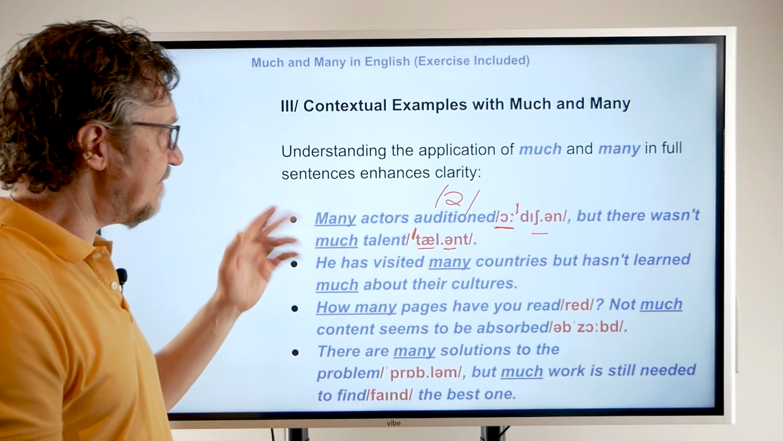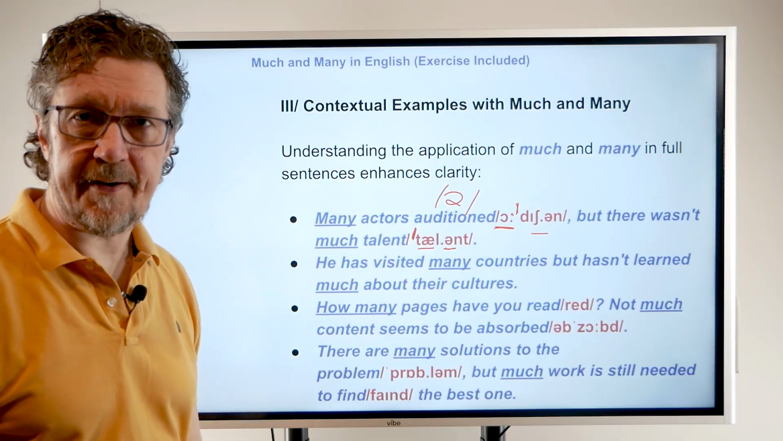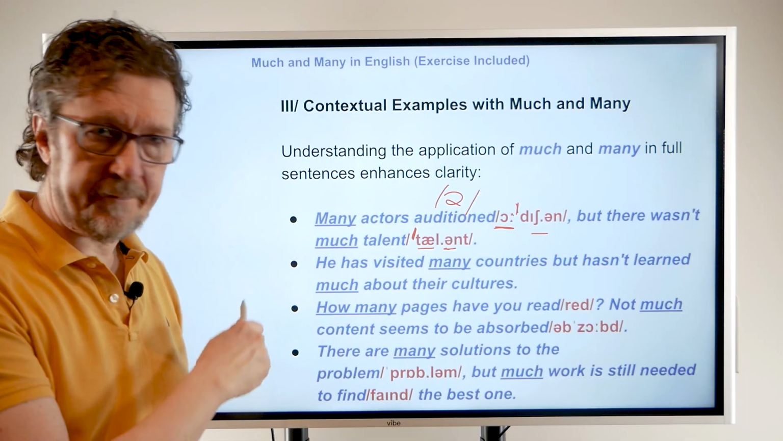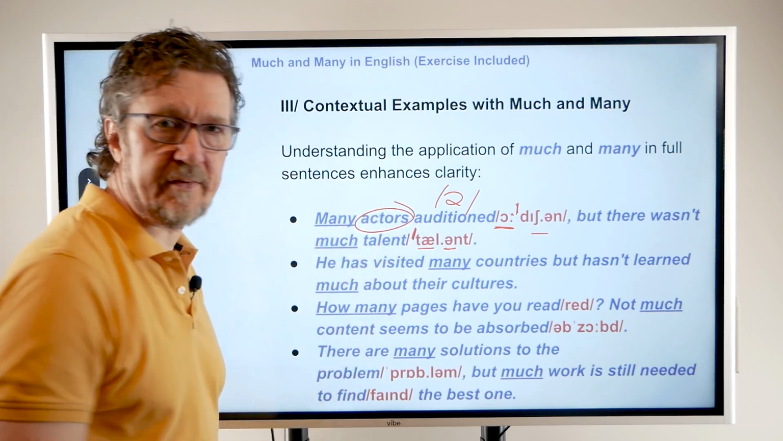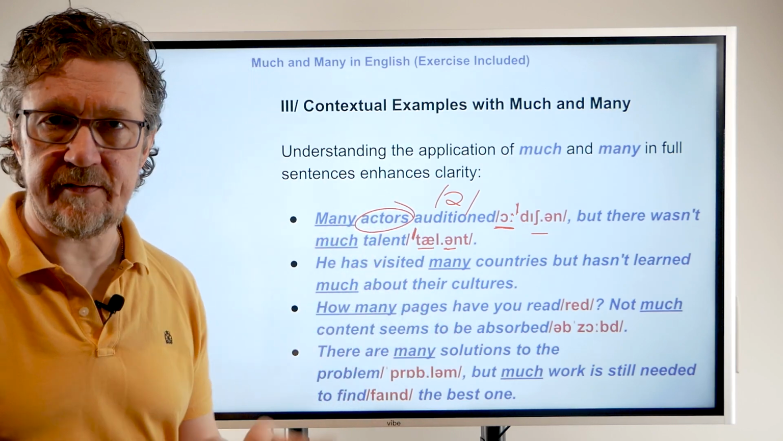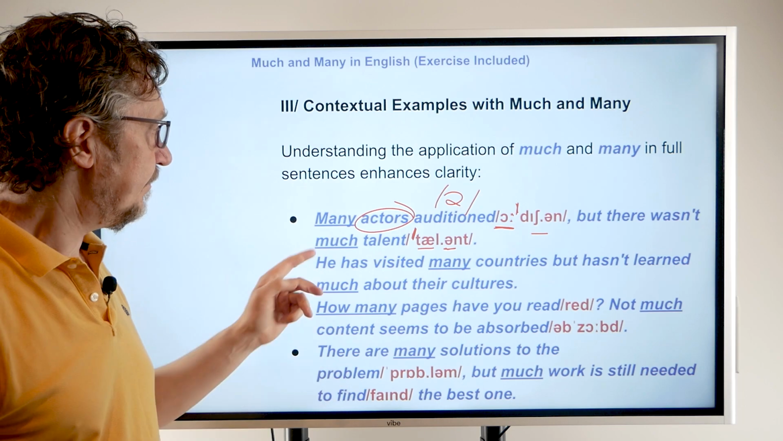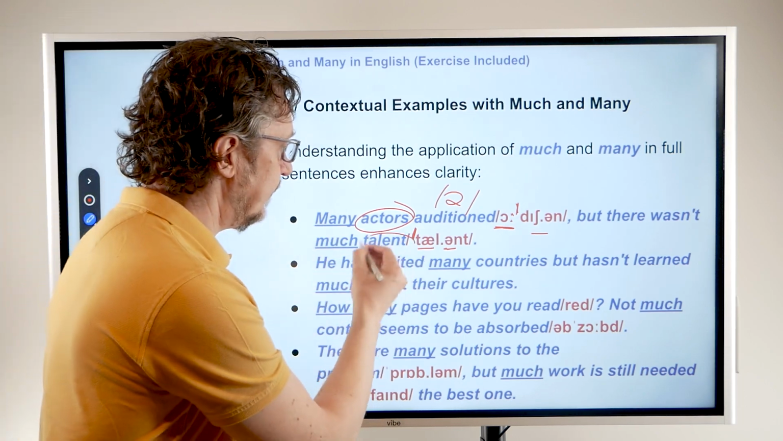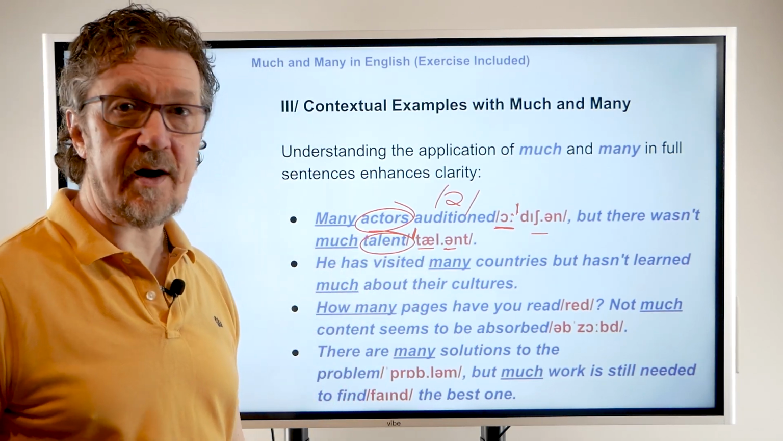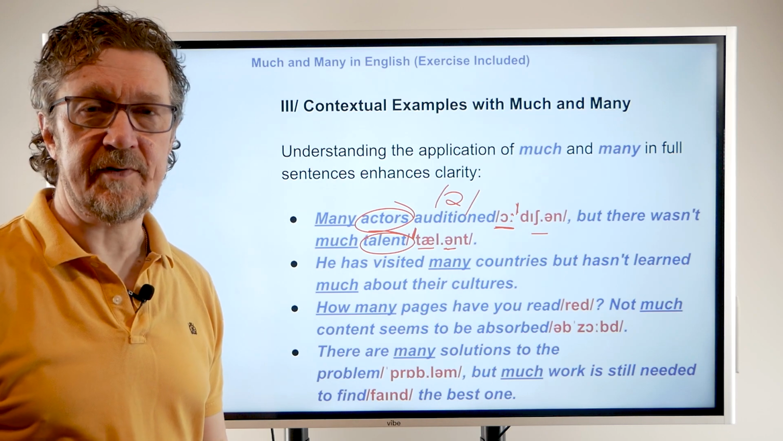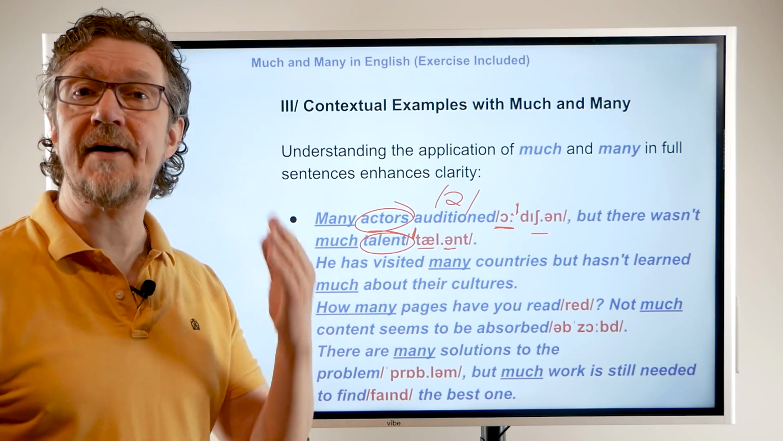So why do we use many here? Why do we use much here? What do you think? Well, actors, we can count them. 1 actor, 2 actor, 3 actor, right? So many actors auditioned, but there wasn't much talent. Can you count talent? No, you can't. Can you measure it? Yes, you can. So it's the difference between can you measure or can you count.